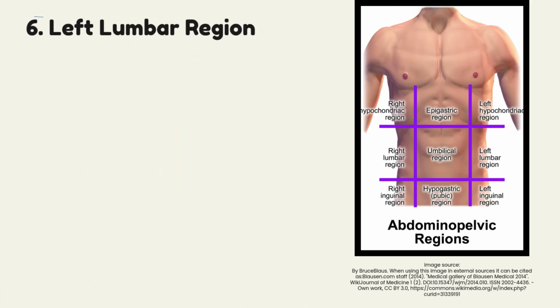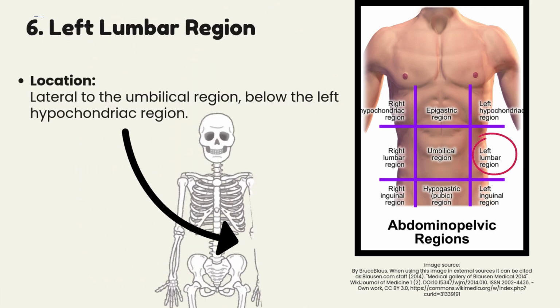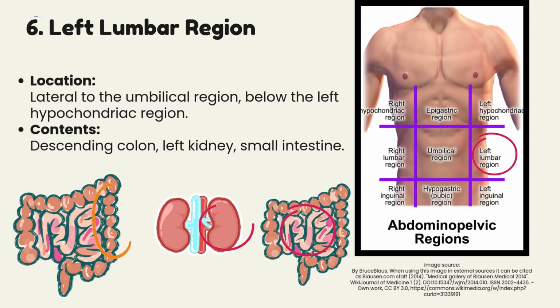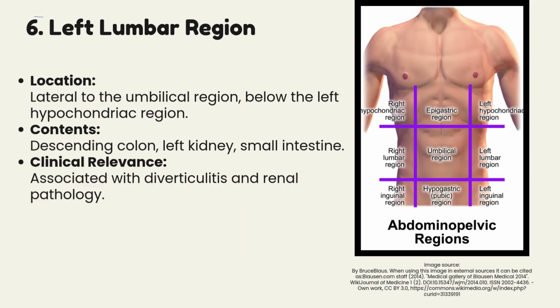Number 6. Left lumbar region. It is located lateral to the umbilical region, below the left hypochondriac region. It consists of the descending colon, left kidney, and small intestine. It is associated with diverticulitis and renal pathology.